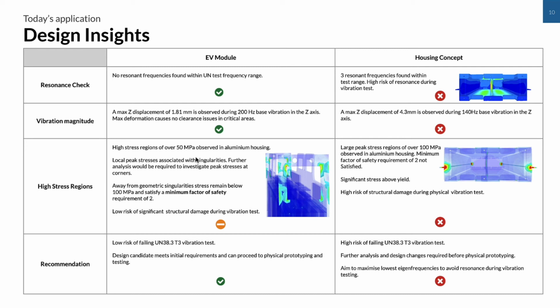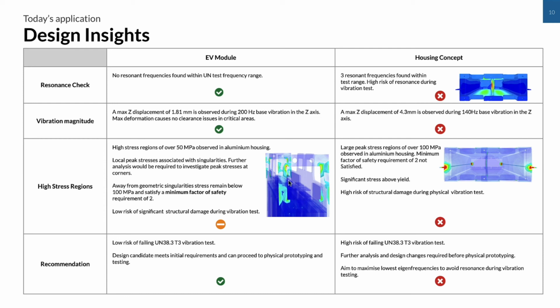There were some high stress regions. Maybe the local peak stresses were due to singularities at the corners. So maybe further analysis might be required in these corners to really understand: is it due to issues with the mesh, or do we actually have to deal with the high stresses here, and what can we do to mitigate that? Maybe round these corners off, for example.